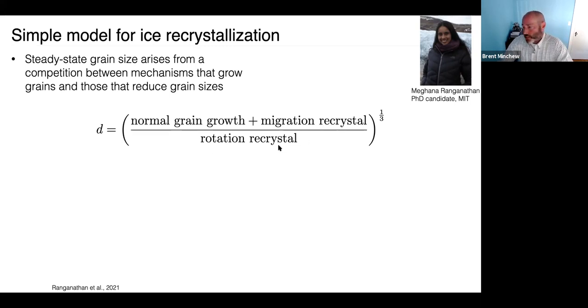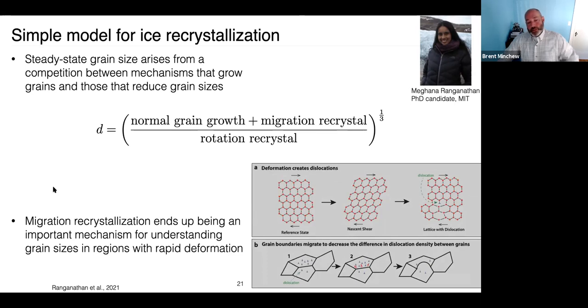And then for grain size reduction, we have this thing referred to as rotation recrystallization. In essence, this is the rheological analog of comminution, for those of you who know what that term means. So basically, you're deforming the ice, concentrating stresses in some places. So it would be advantageous for the material to break down, reduce the grain sizes and so forth, to allow for the deformation of the ice and minimize the energy state. So migration recrystallization, which is something that Megan added into this particular model, ends up being an important mechanism for understanding the grain sizes within regions of rapid deformation.